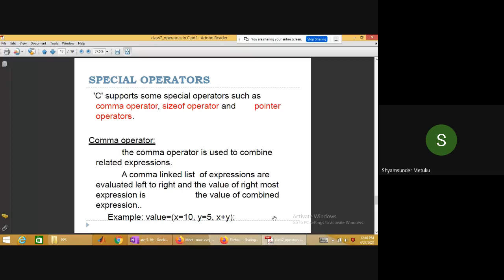That is the first thing. Related expressions, that is also important. Then a comma-linked list of expressions is evaluated left to right. Means x = 10 first, then y = 5 next, then x + y. Is it clear? Can I write x + y, x = 10, y = 5? I'm asking all of you, can I write x + y, x is equal to 10, y is equal to 5?